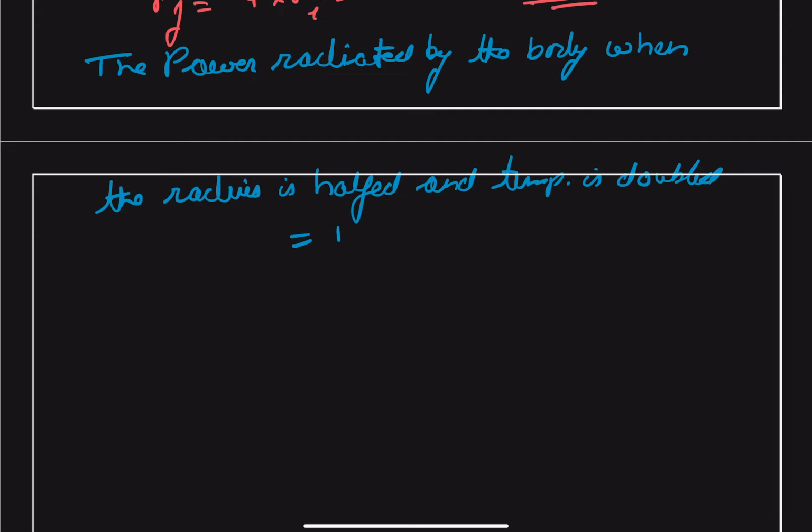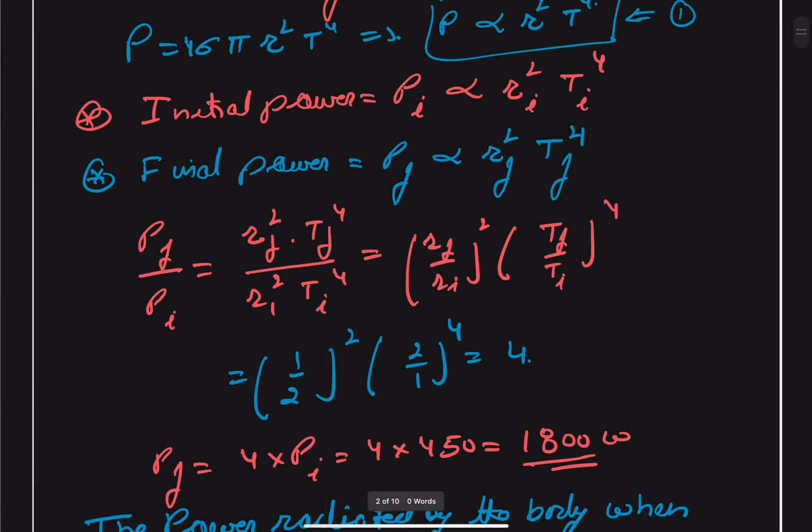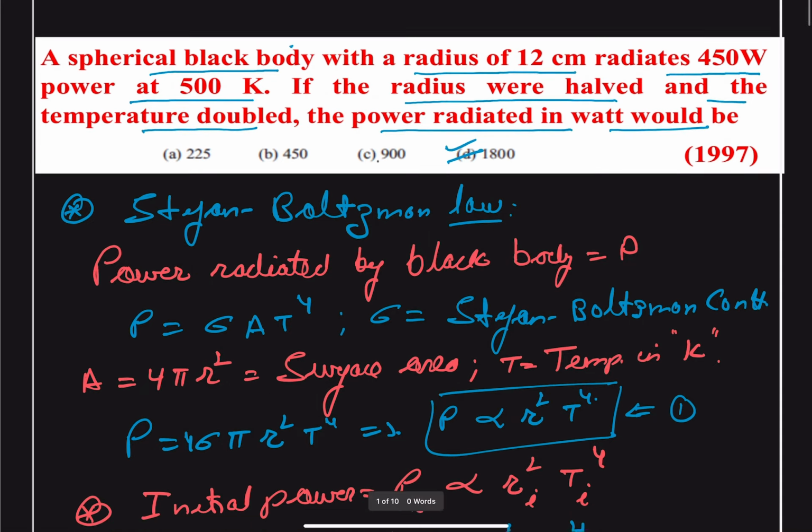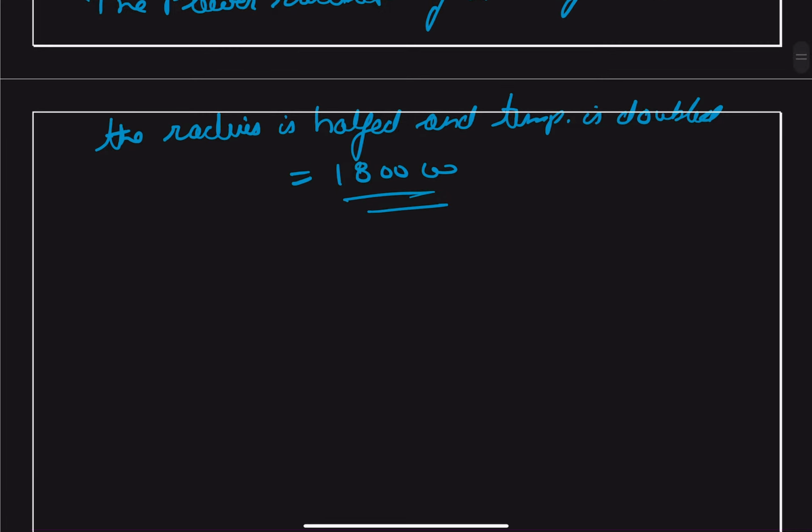So of the options that are given to us, option D will be the correct option. So you can say option D is correct. So this question was directly based on the Stefan-Boltzmann formula. So this completes the question. Thank you.